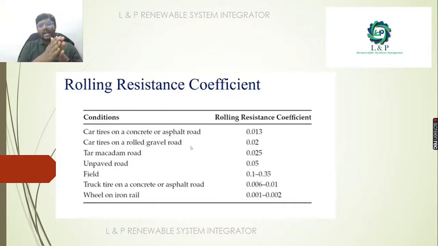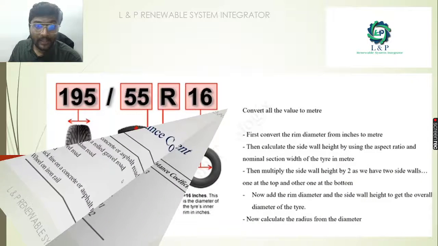If you are going for a car tire on concrete, the rolling resistance is 0.013. For a gravel road, it will be 0.02. For a tar road, it will be 0.025. For an unpaved road, it will be 0.05. For a field condition road, it will be 0.1 to 0.35. And if you are running your vehicle on iron rails, then the rolling resistance will be from 0.001 to 0.002.